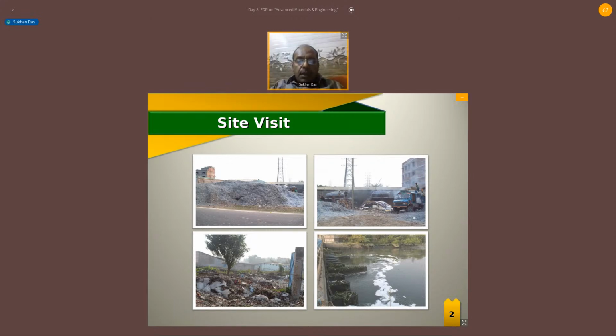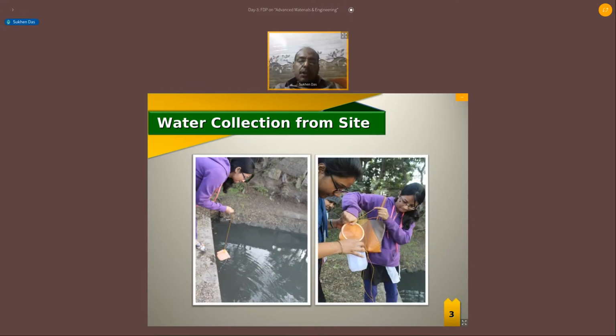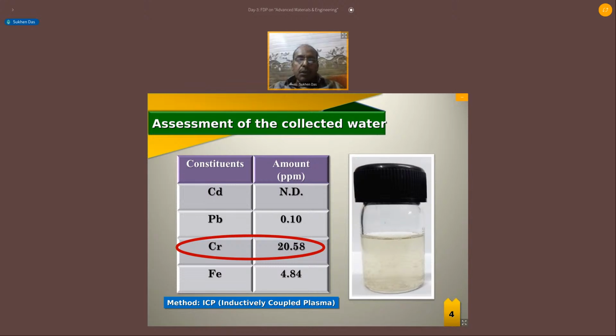They went there and collected water from the canal and some dust from the tannery waste material, and they analyzed them. After analyzing, they found that chromium is present in large amounts there. Chromium 6 is 20.858% present there. So I talked with them about whether they were interested in working on this, and if you can solve this problem, this may be your PhD work.